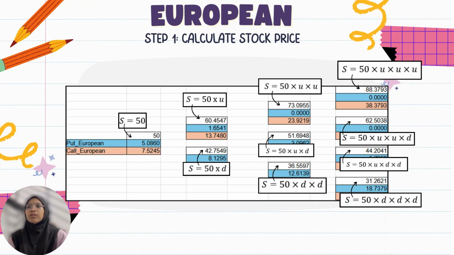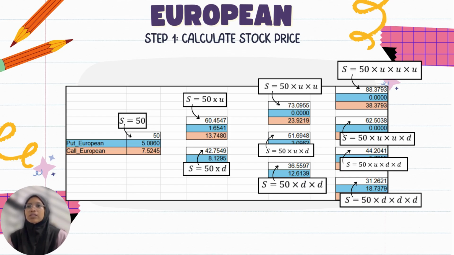Next, step 1, we're going to calculate the stock price. This is the formula we use to find the stock price. We start with the first one, where S equals 50, and this value is stated in the parameters. Then we move to the second step, where S equals 50 times U, the up factor from the derived value, and then we get 60.4547. And then the down one, S equals 50 times D, the down factor.